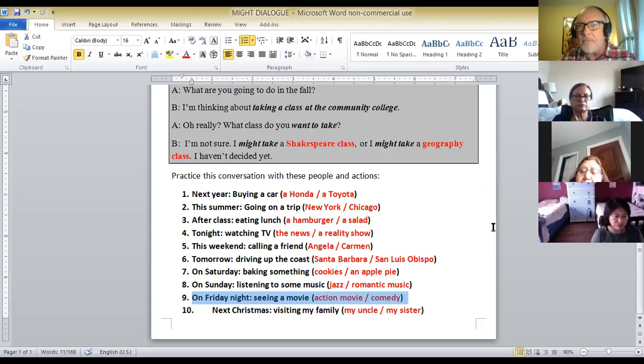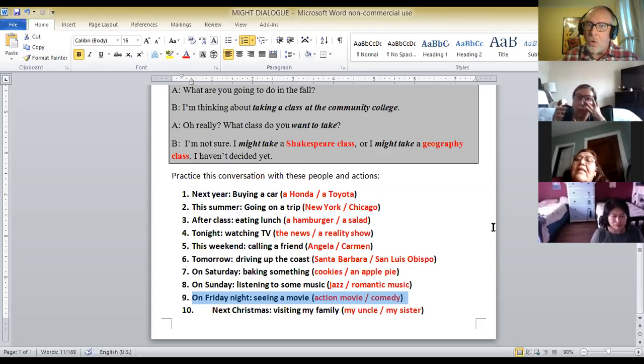Number 10, are you there? Yes. Maria, what are you going to do next Christmas? I'm thinking about visiting my family. Oh, really? Who do you want to visit? I'm not sure. I might visit my uncle or I might visit my sister. I haven't decided yet. Very good.